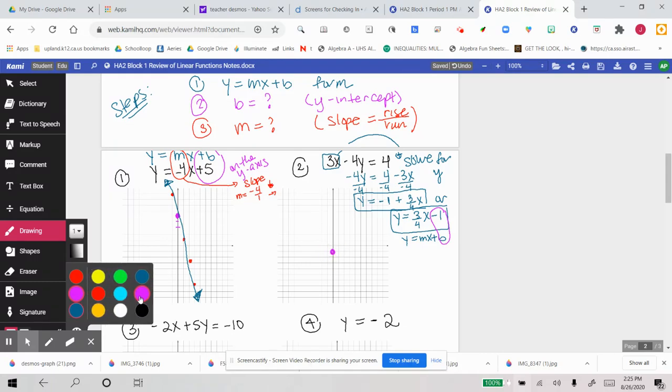And our m is the one that's always attached to the x. So our slope here is 3/4. Positive 3 means to go up 3. 4 means to go right. You always go to the right for the denominator. So from here, we're going to go up 1, 2, 3, right 1, 2, 3, 4. And we could do the opposite, down 1, 2, 3, left 1, 2, 3, 4.